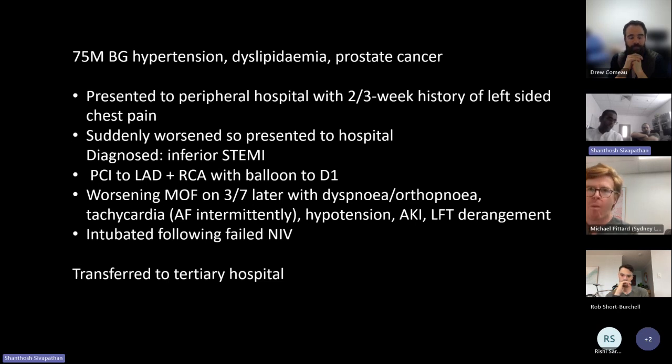They had a PCI to the LAD and the right coronary artery, and they had a balloon dilatation of the first diagonal. But eventually they developed multi-organ failure 3 days after, with worsening dyspnea and orthopnea. So obviously this patient's going into heart failure. They became tachycardic with intermittent AF, hypertensive, acute kidney injury, LFT derangements, intubated following failed NIV, and then transferred to a tertiary hospital.